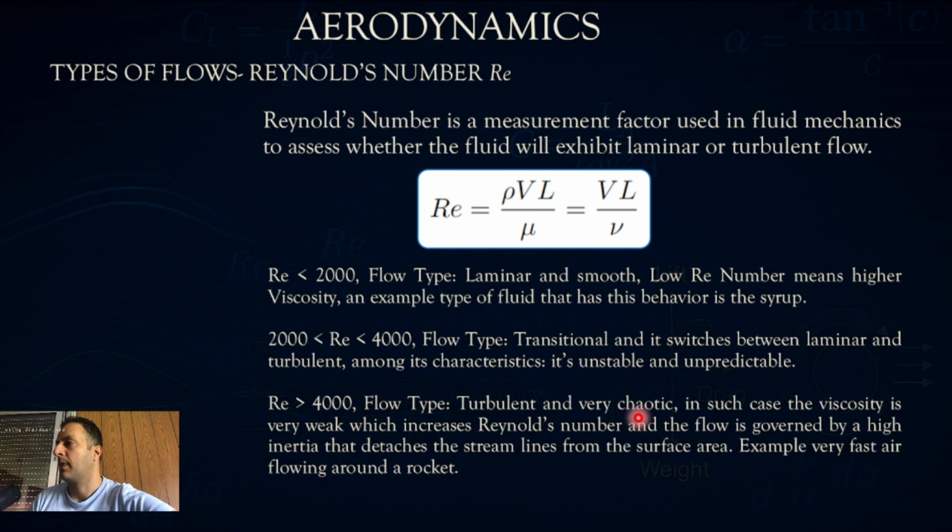In such case, the viscosity is very weak, which increases the Reynolds number. So the flow becomes more chaotic, more turbulent. It's no longer keeping in line. It's no longer curved. It's no longer layered. It is governed by a higher inertia, which is rho VL, that detaches the streamlines from the surface area and increases the vorticity or the rotational flow. Example for that, a very fast air flowing around a rocket or an object.